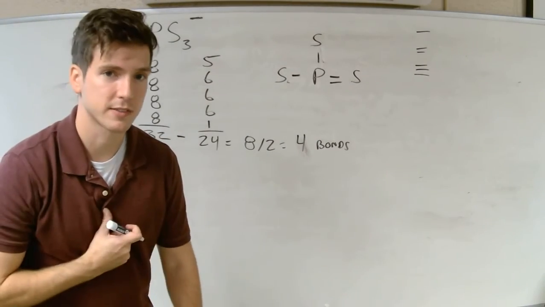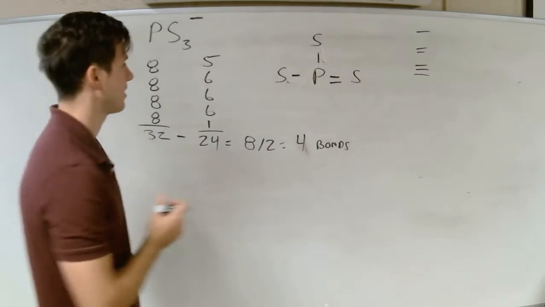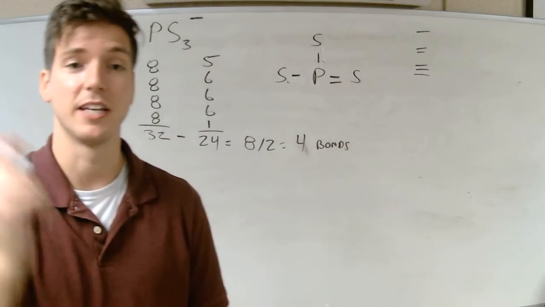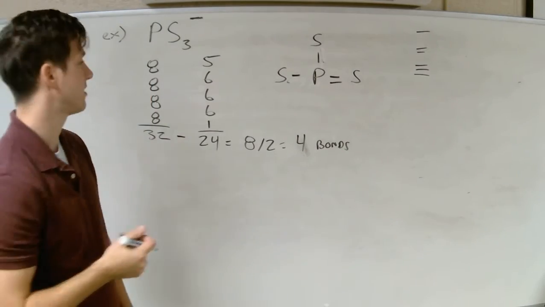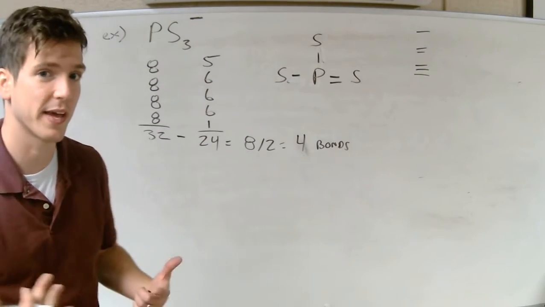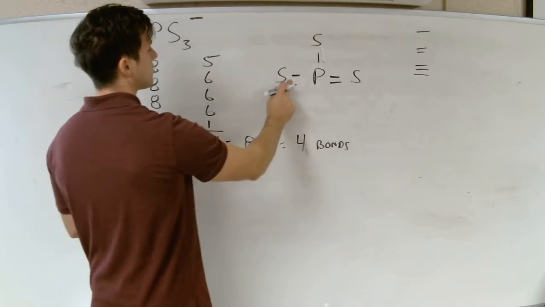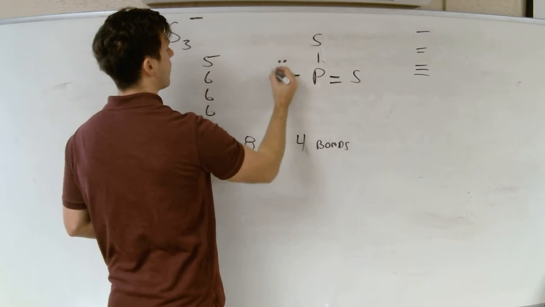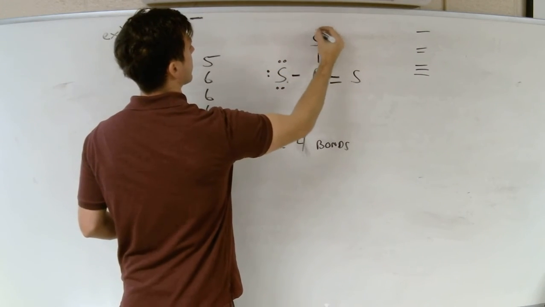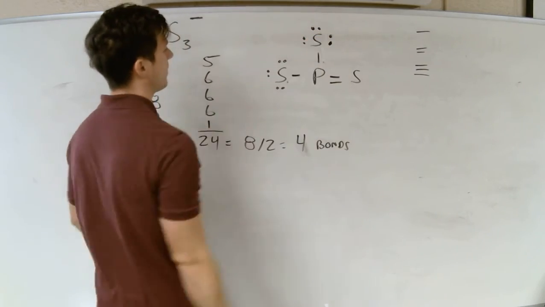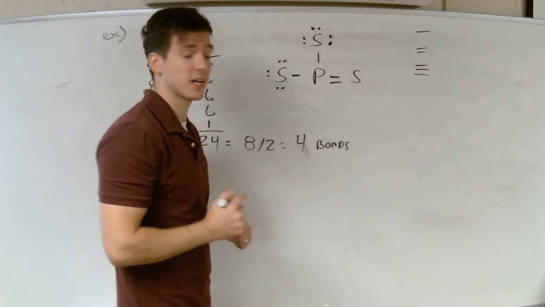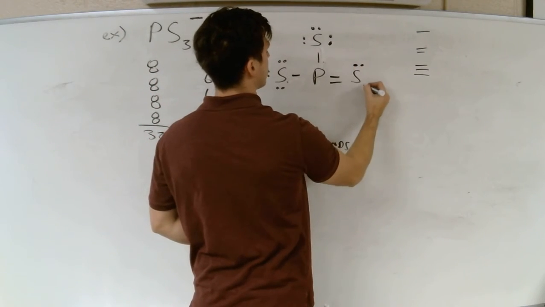Okay, time to fill the octet on these guys. Let's look at phosphorus. It's surrounded by 2, 4, 6, 8 electrons. It's done. It's never going to have more than 8 as far as honors chemistry goes. So phosphorus is happy. Let's go ahead and make the sulfurs happy. This sulfur is surrounded by 2 electrons, 4, 6, 8, 2, 4, 6, 8. Sulfur, that one is surrounded by 2, 4 electrons. So we'll do 6, 8.